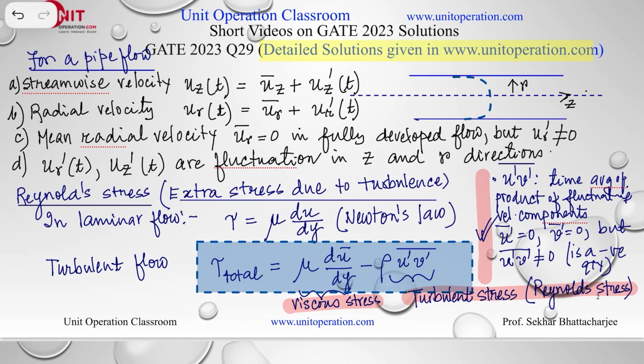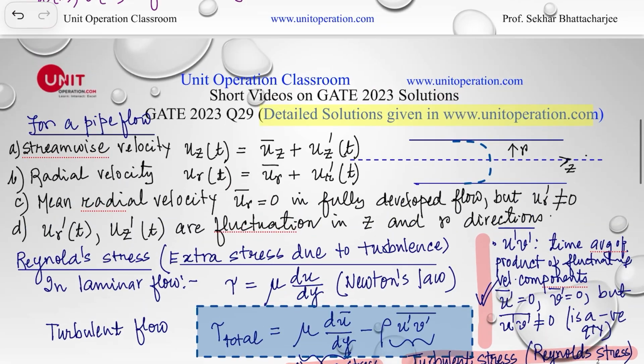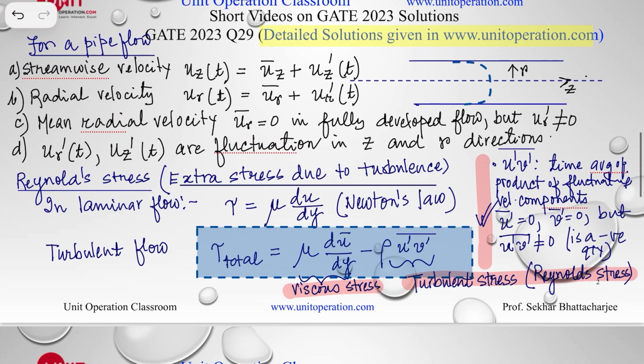For a pipe flow, for the streamwise velocity, let's say if this is the z direction here, we write u_z equal to the mean velocity plus the fluctuating component, and in the radial direction, so we're talking about a pipe here, again the mean velocity plus the fluctuating component. And the mean radial velocity, of course, is going to be zero in fully developed flow, but the fluctuating component is not going to be equal to zero. So these primes are the fluctuations in the z and r directions.